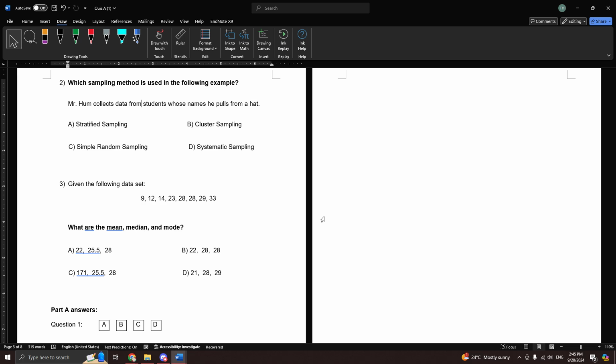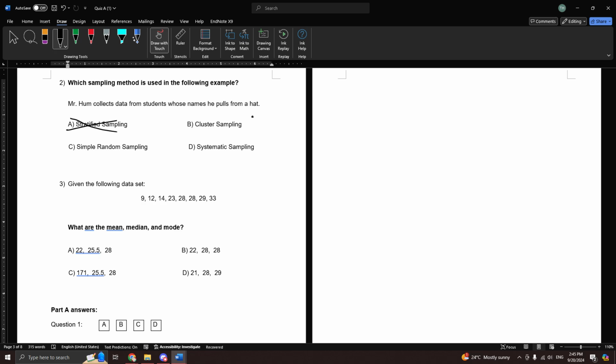If 20% of my original population were Sec 1 students, 20% of my sample should be Sec 1 students. In this case, I'm pulling names from a hat. I might pull names that are all girl names, right? Or I might pull names that all belong to Sec 4 students. So in this case, I'm definitely not doing stratified sampling.